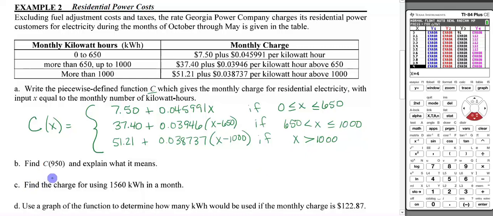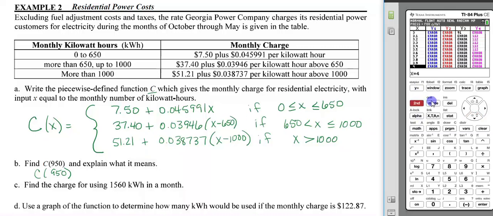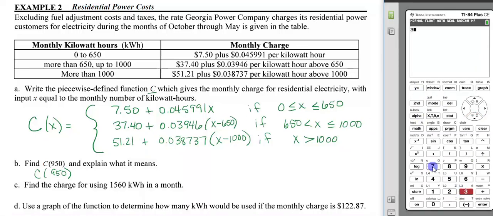So we want to find c of 950 and explain what it means. So c of 950, well, the x is 950. That's going to fit in our second condition, so we'll use the second piece. So we have 37.4 plus 0.03946 times 950 minus 650, which is 300. So you're getting charged for the 300 hours that are over the 650.